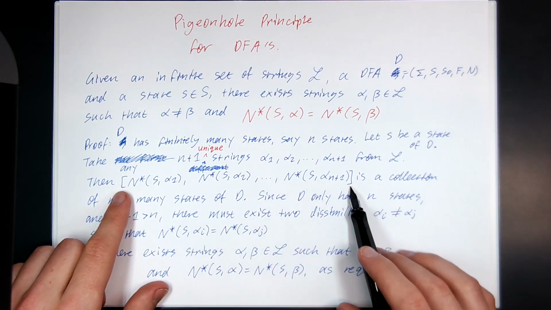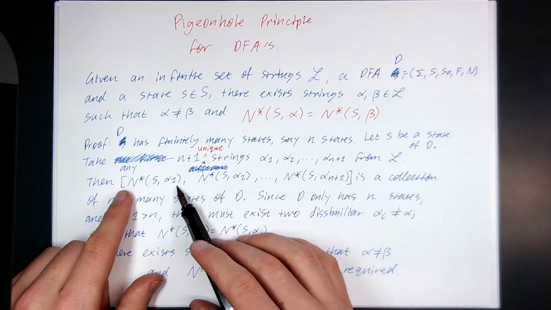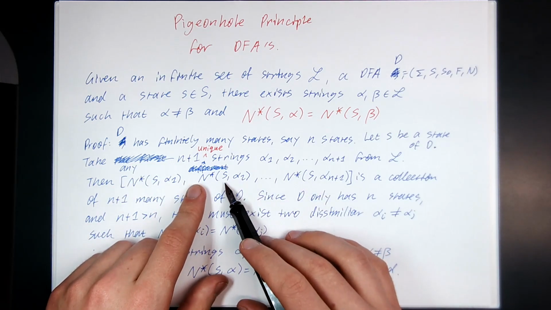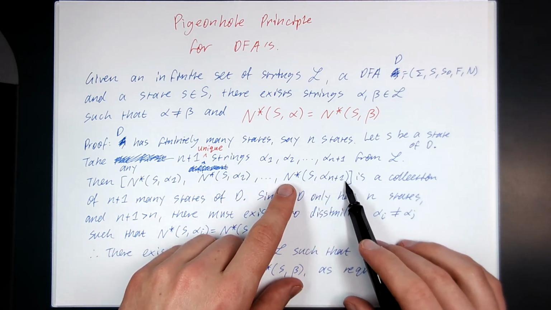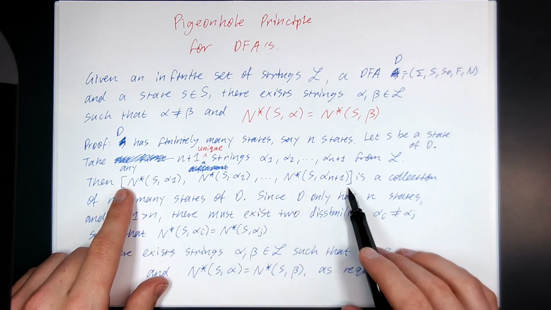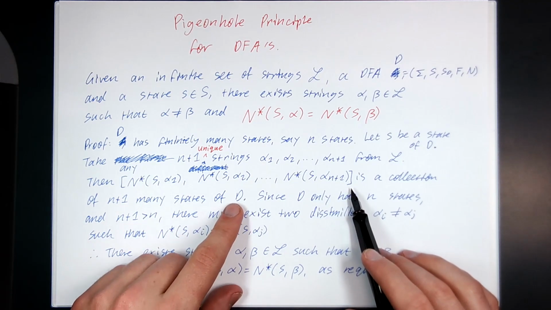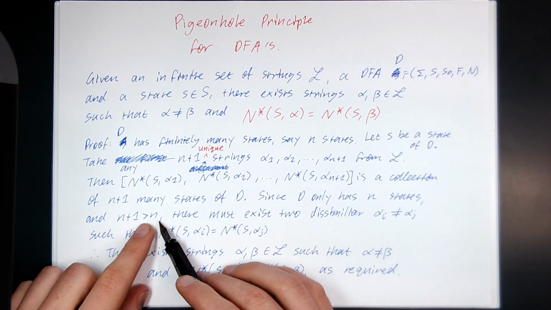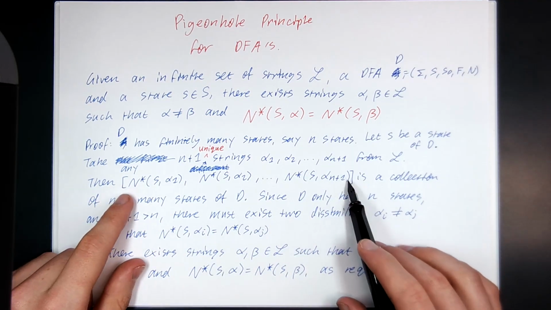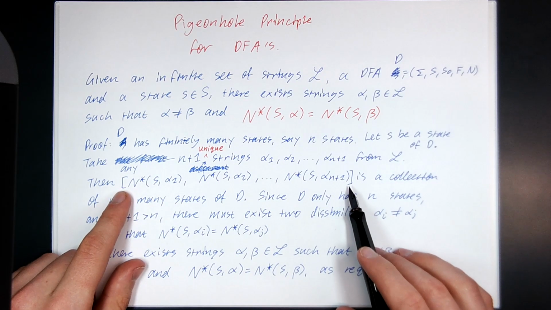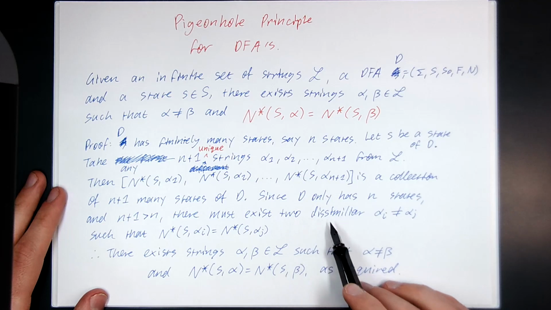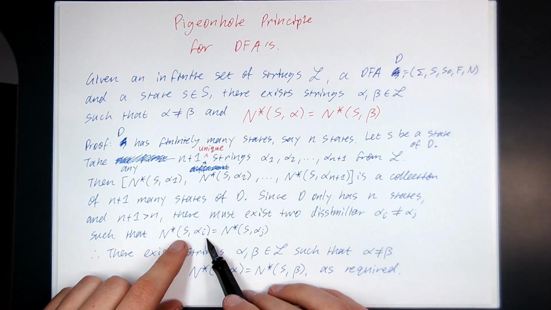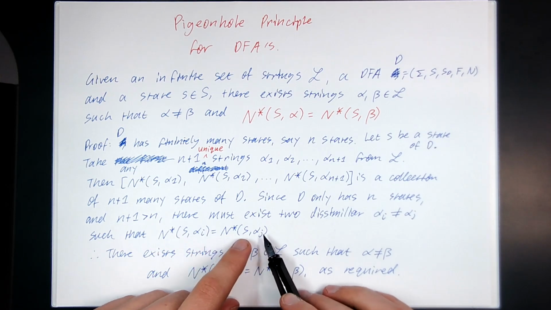Now consider this collection here: the state alpha 1 takes you to from S, the state alpha 2 takes you to from S, and so on, up to the state alpha n plus 1 takes you to from S. This whole thing here is a collection of n plus 1 many states of D. Now, since D only has n many states, and n plus 1 is bigger than n, this collection must have a duplicate somewhere. That is to say, there must exist 2 different strings alpha i and alpha j, such that the state that alpha i takes you to from S is the same state that alpha j takes you to from S.